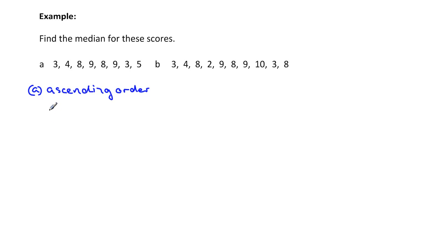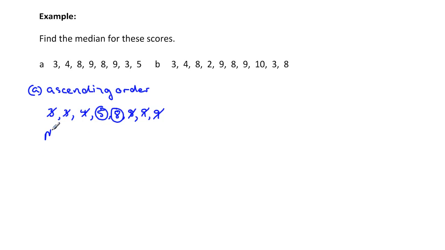So we get 3 and 3 and 4, 5, 8, 8, 9, and 9. Alright, so let's cross off the ends. Here we go. Cross 3 and 9 off, cross 3 and 9 off, cross 4 and 8 off, and suddenly we have a problem. There are 2 scores left. Not one single score, but 2 scores left.